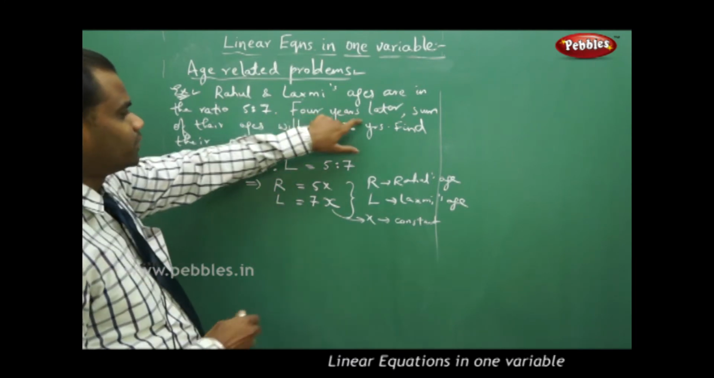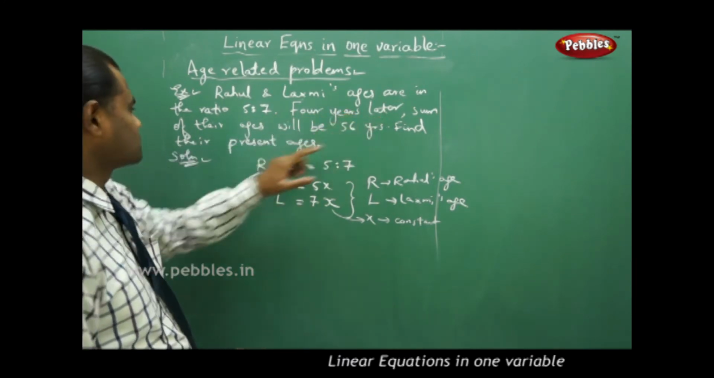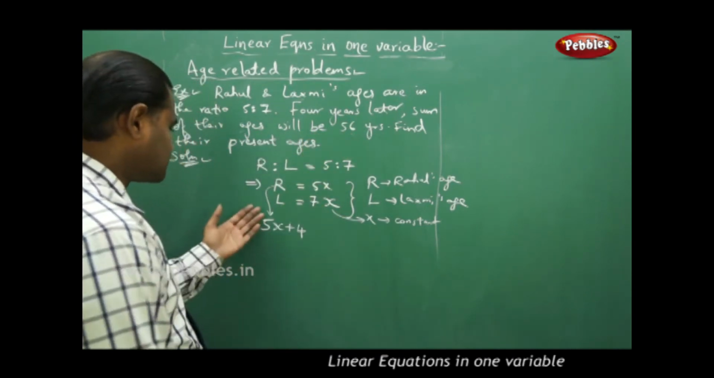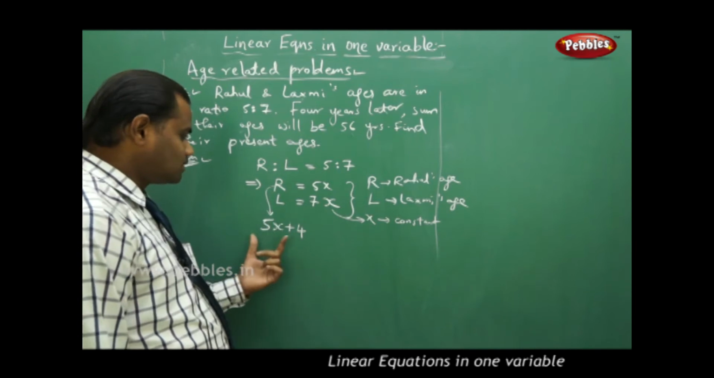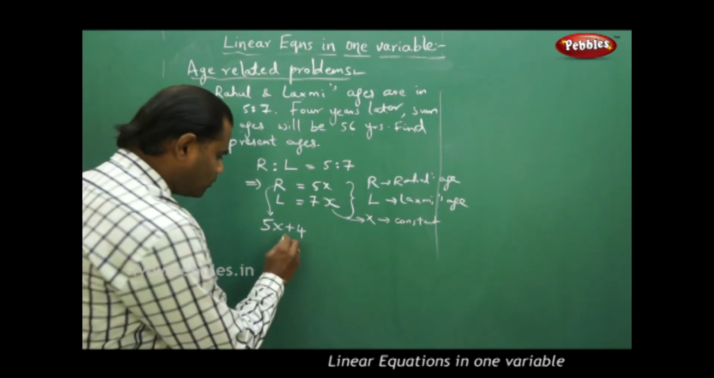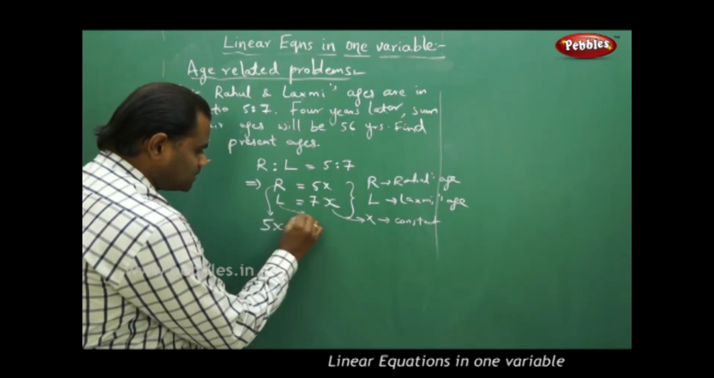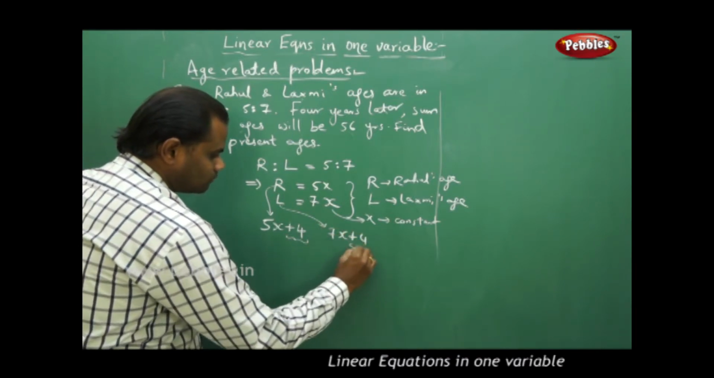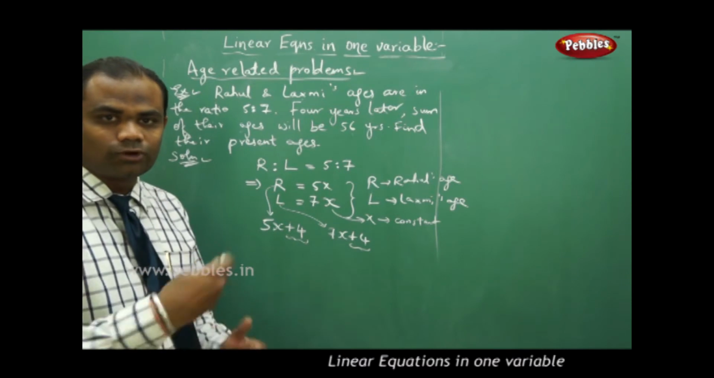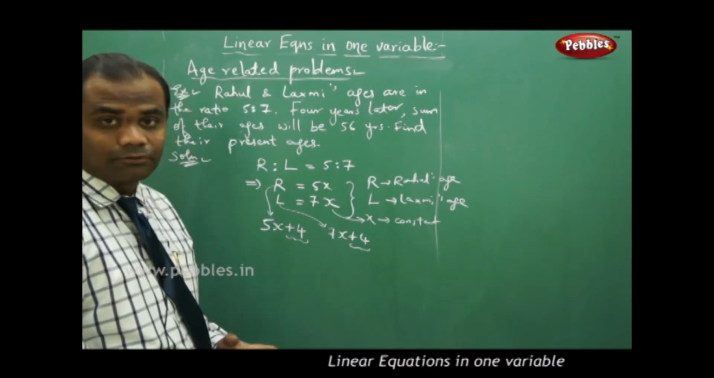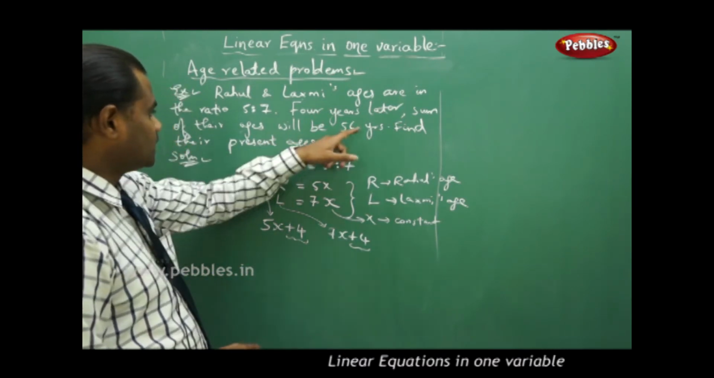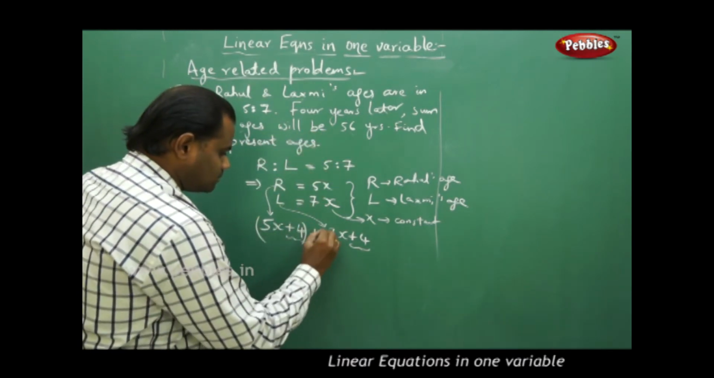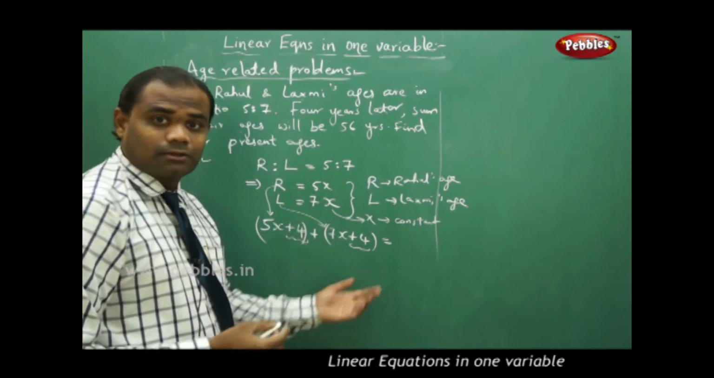It is said that 4 years later, that is after 4 years, the sum of the ages would be 56 years. So 4 years later, Rahul's age is going to be 5x plus 4, with 4 added out here, and Lakshmi's age would become 7x plus 4, with 4 added because it's 4 years past, in the future. Now it is given that the sum of the ages after 4 years is 56. So this plus this would be equal to 56.